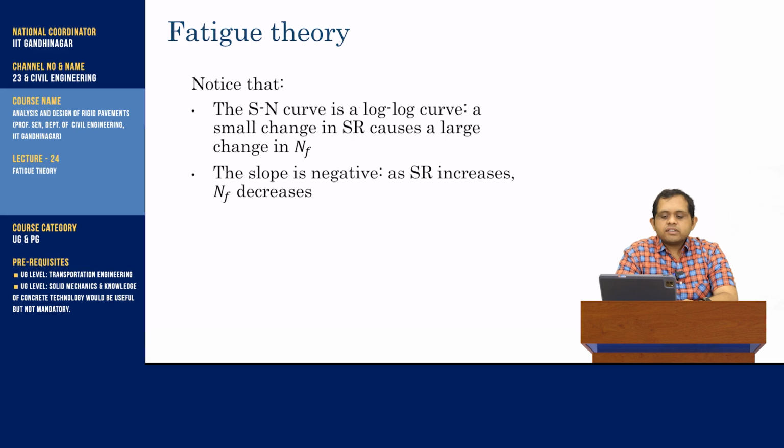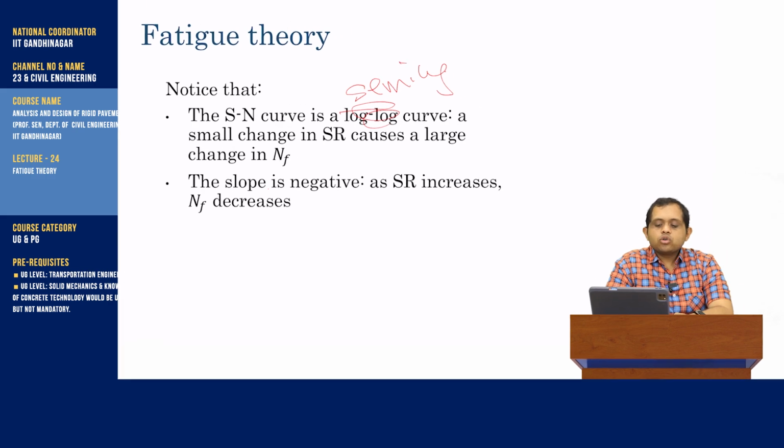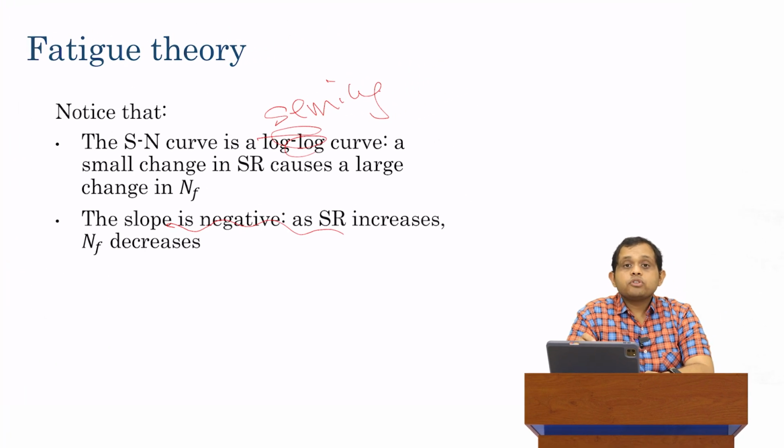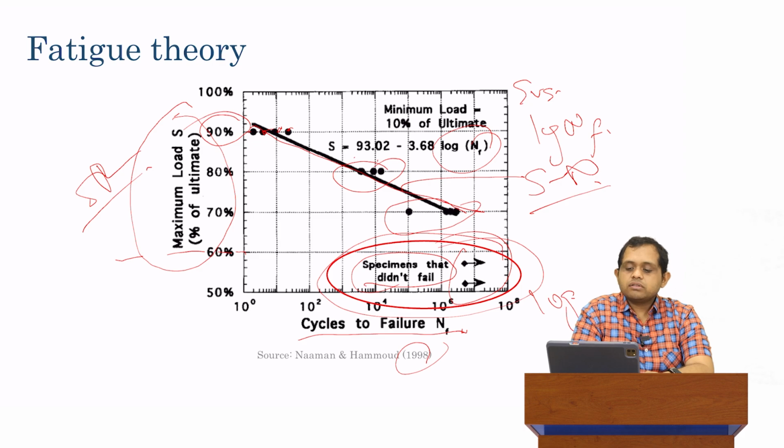This SN curve, I wrote this as log, but it should be semi-log. The SN curve is a semi-log curve where we are plotting stress or stress ratio versus the logarithm of the number of cycles to failure, NF. You also want to note, importantly, the slope is always negative. In this case, the curve is as shown over here: S is equal to 93.02 minus 3.68 log NF. So this curve always has a negative slope.